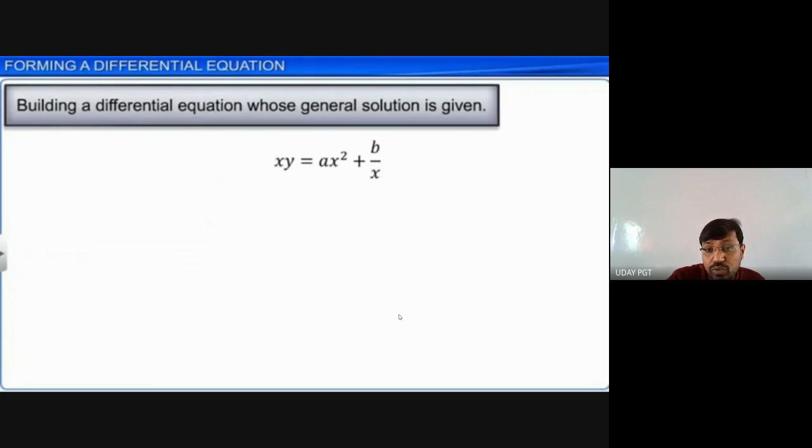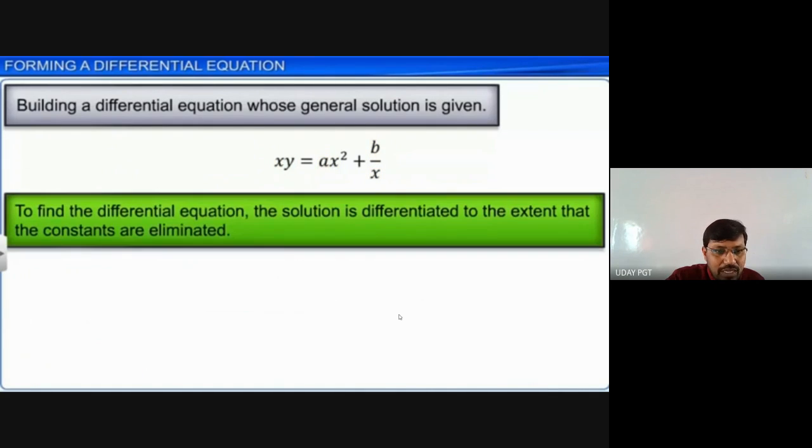Building a differential equation whose general solution is given. Suppose the general solution of a function is given and you want to build up the corresponding differential equation, what to do? Say xy equals ax square plus b is given to you as an equation. It is not given as y equals something, but as xy equals ax square plus b by x, where a and b are constants. To find the differential equation, the solution is differentiated to the extent that the constants are eliminated. We need to eliminate the constants.